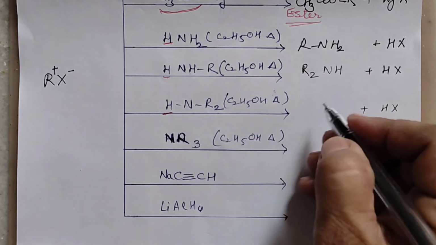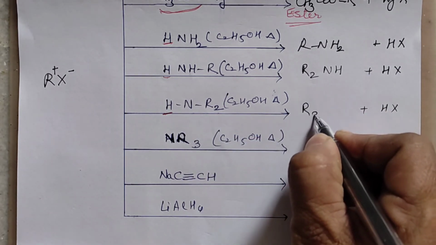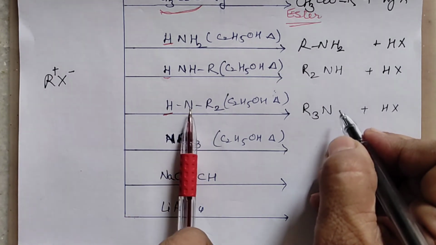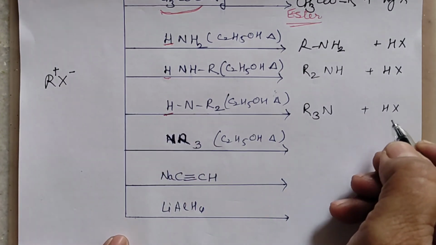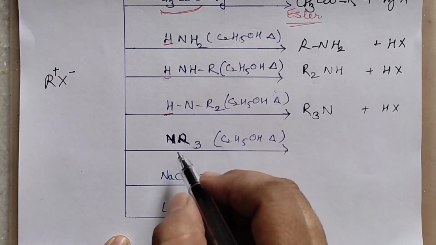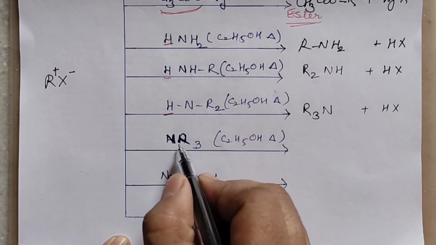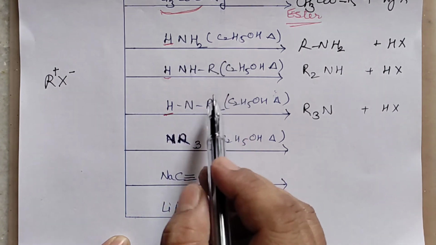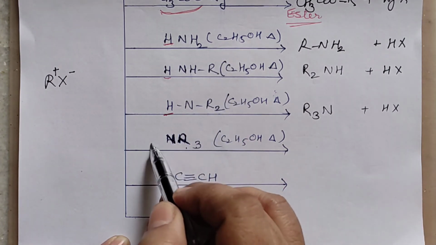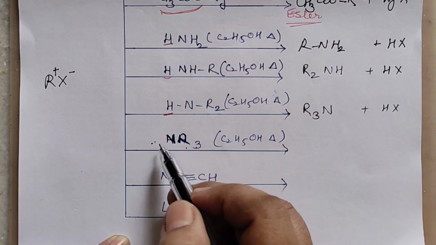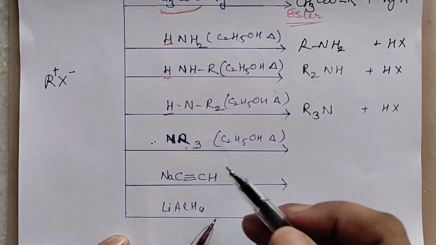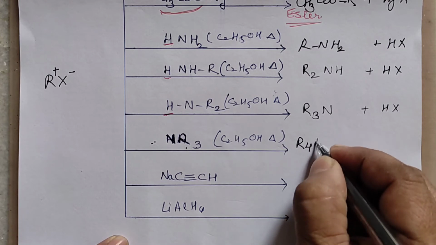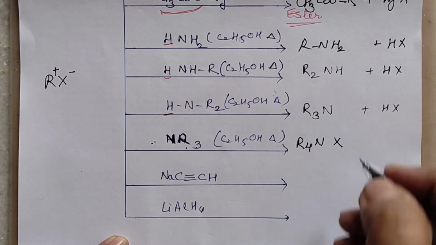What are you getting in this case? It is R3N. So 3 R, 2 R's, 1 R and N. This H and X have gone as HX. This was ammonia. This is 1 degree. This is 2 degree. This is 3 degree. This is not having any H. So if it is not having any H, then what to do? It will form a quaternary salt. It will form R4NX. It's a quaternary salt.